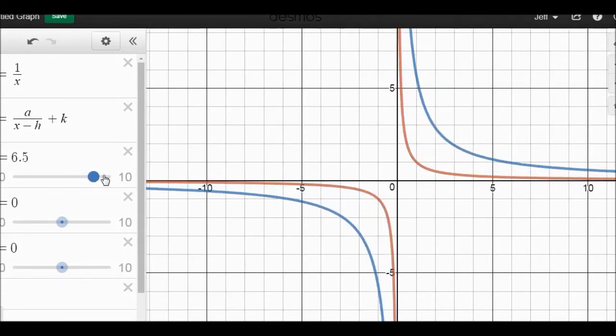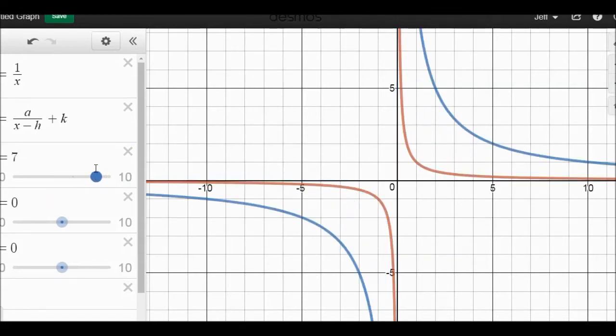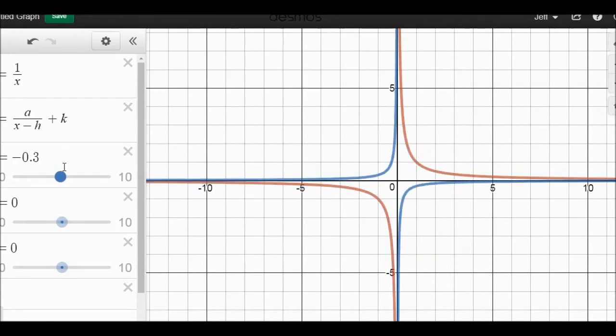Let's move a back down to 1. Look at that. Isn't that kind of cool? I like that. Whoa. What happened there? Look at this. Look at that. It's kind of like some weird Egyptian dance there. See that? Walk like an Egyptian. Dance like a rational equation. Okay, so a is 1.